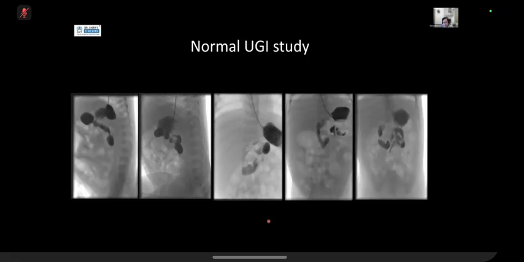So these are examples of a normal upper GI contrast study. Look how nicely on the lateral or sagittal views it goes posteriorly backwards, in a retroperitoneal position, then up and anteriorly. And on all the supine views, you've got contrast going across the spine to the left, up to the level of your pylorus.